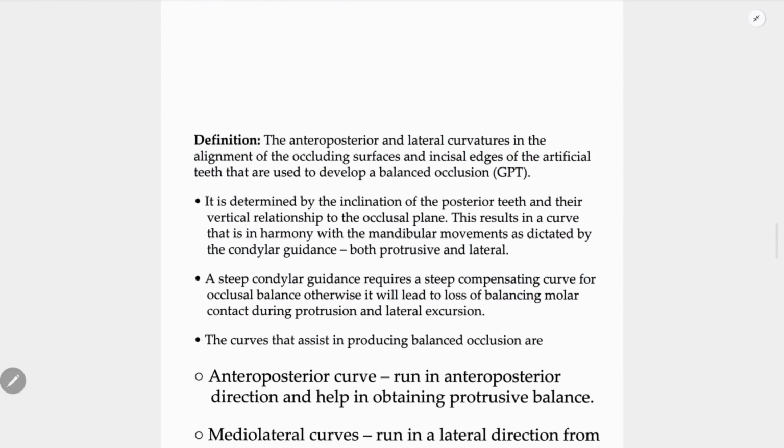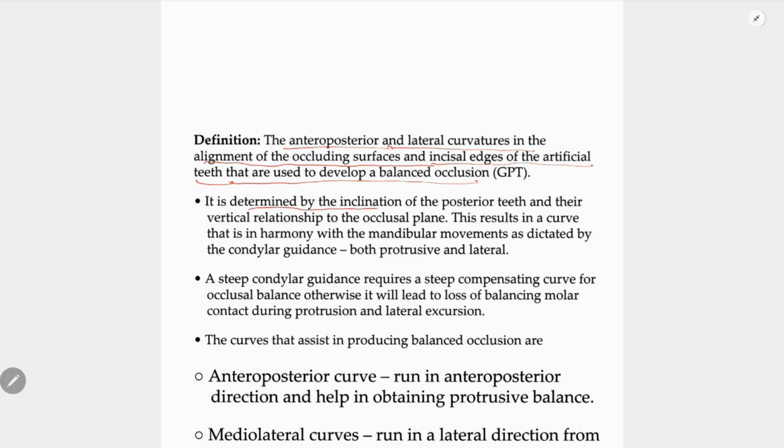We will start with the definition. The anterior, posterior and lateral curvatures in the alignment of the occluding surfaces and incisal edges of the artificial teeth that are used to develop balanced occlusion. So what are compensating curves? Anterior, posterior and lateral curvatures in the alignment of the occluding surface and the incisal edges of the artificial teeth that are used to develop a balanced occlusion.